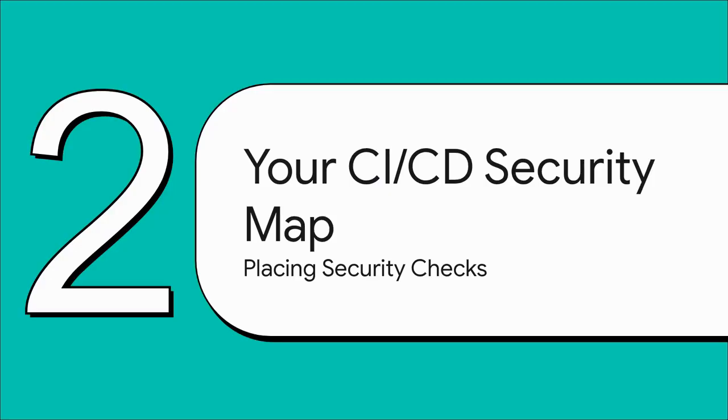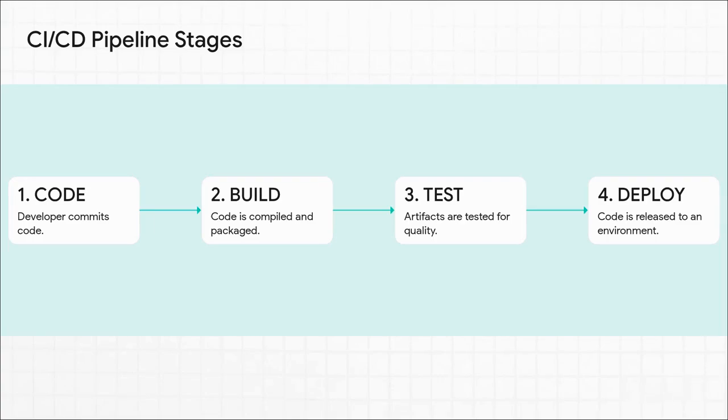Okay, so theory is great, but how do we actually do this? Let's build out a practical map that shows exactly where you can plug these security checks into your own CI/CD pipeline. So most CI/CD pipelines, yours included, probably follow these 4 basic steps, right? A developer commits some code, that code gets built into something like a container image, that artifact gets tested, and finally, it gets deployed. We're going to use this as our roadmap for placing our security checks.